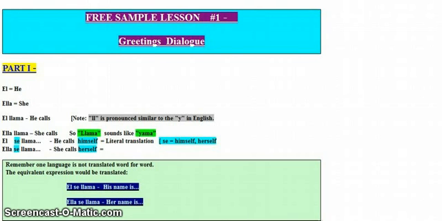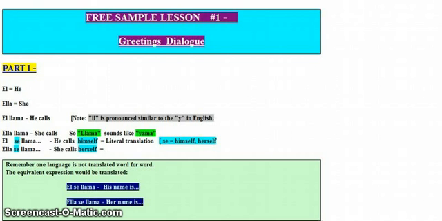Spanish is best learned in a simple step-by-step manner. When you hear the English, repeat the Spanish. Repeat it twice. He, él. She, ella. The double L is pronounced like a Y.